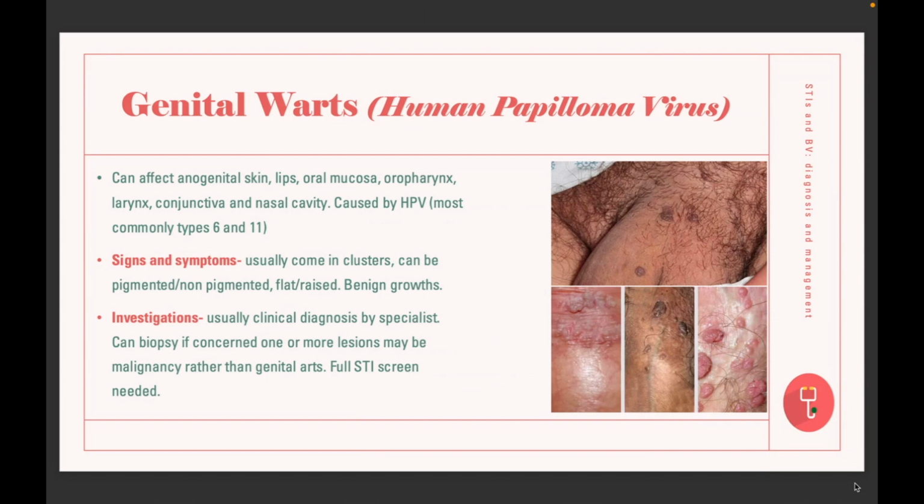Investigations-wise, it's usually a clinical diagnosis by a specialist, so you can have these diagnosed in a sexual health clinic by a consultant or a specialist nurse. You can biopsy them if you're concerned that, say, for example, you're seeing some lesions that definitely look characteristic of genital warts and some that look like something different, if you're concerned that it might be malignancy. And of course, a full STI screen is needed. Next slide, please.